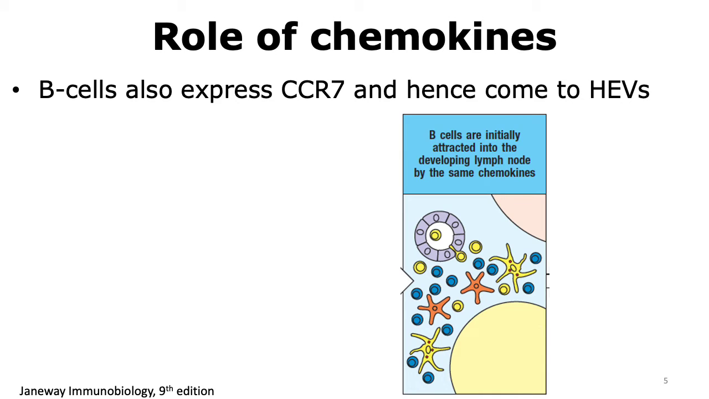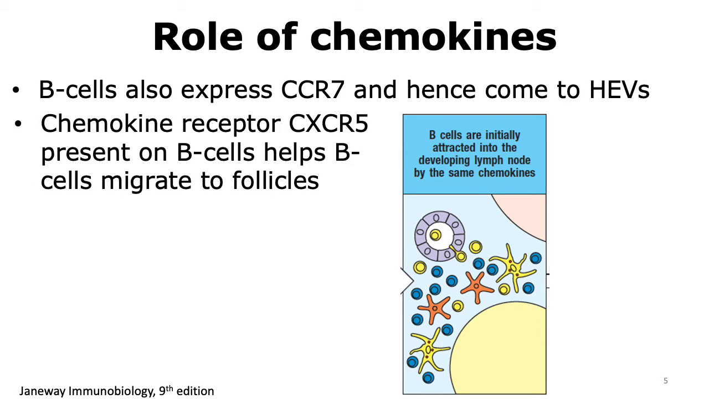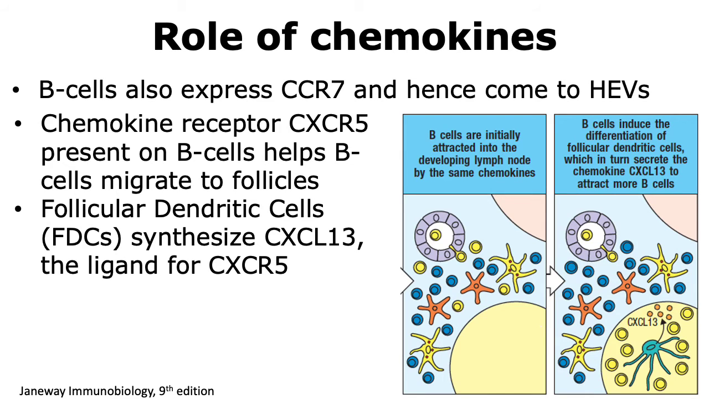Now let us see what B cells do and how they know where to go. B cells also express CCR7, and hence they're coming into the high endothelial venules and they enter the lymph node. Now, B cells also express another chemokine receptor called CXCR5. And this CXCR5 plays a role because it is able to sense a chemokine called CXCL13. Now, when we look at the lymph node, in the lymphoid follicles, we have these follicular dendritic cells. And these follicular dendritic cells make the chemokine CXCL13.